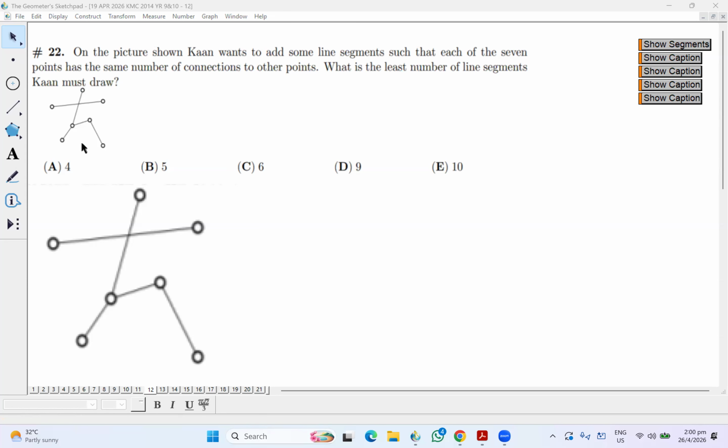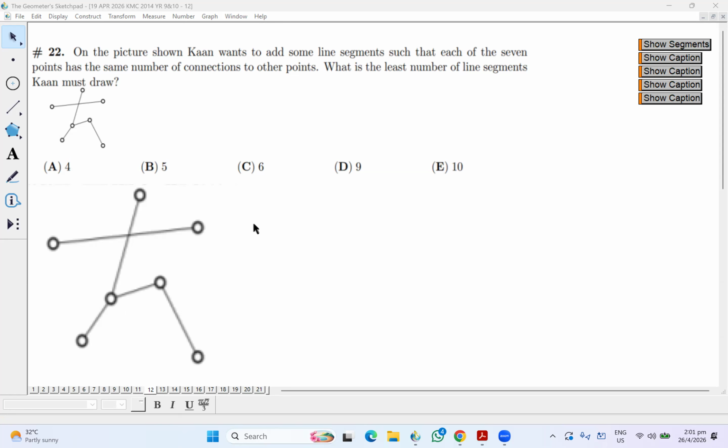Such a thing is usually called a graph. The points are called vertices in graph theory, and the line segments are called edges. The connection is called the degree of a vertex. So this one has 3 connections, so its degree is 3. This one has 2 connections, so degree is 2. The rest have 1 connection. Degree is 1.